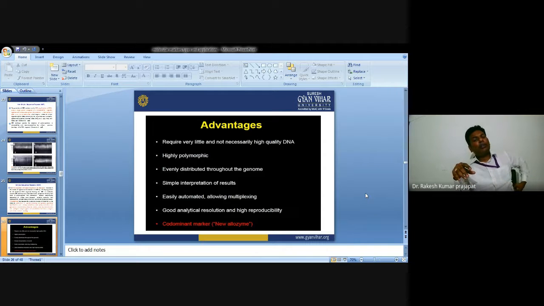Because we are using molecular technology like PCR. PCR does not require high quality of the DNA. It can amplify as long as primer complementary binding is there. It can amplify. So quality doesn't matter in case of PCR.